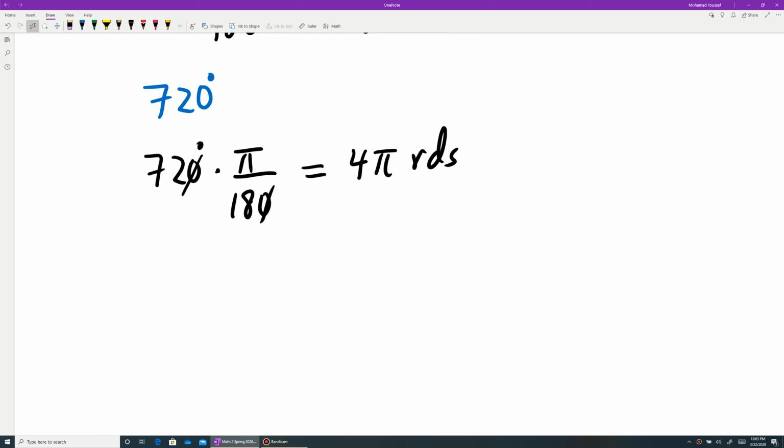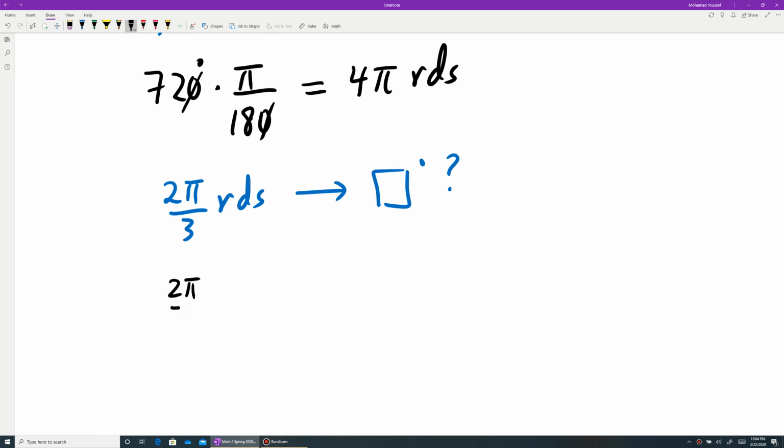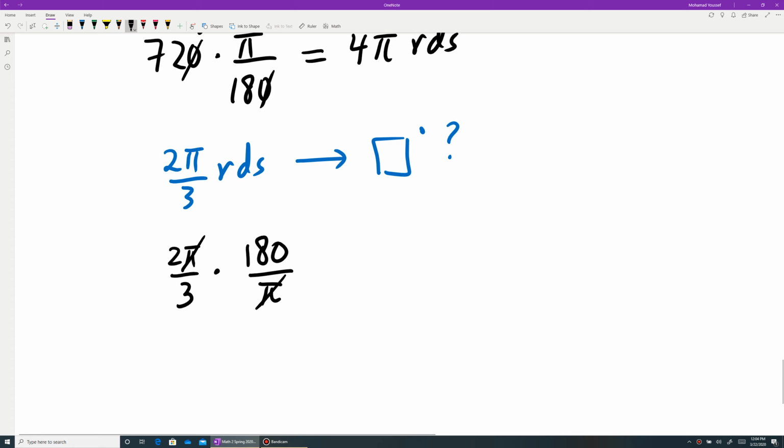If they ask us to convert, let's say, 2 pi over 3 radians into degrees, we take the 2 pi over 3 and multiply it by 180 over pi. So the pi's will cancel, and that will give us 360 over 3, which is 120 degrees. So 2 pi over 3 radians is equivalent to 120 degrees.